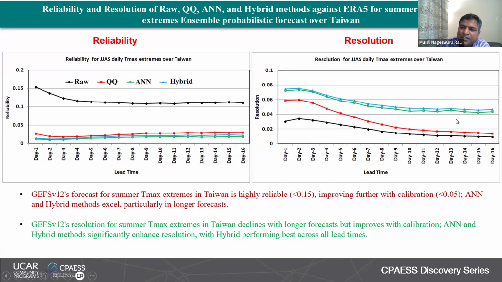But when we look at the ANN, deep learning and hybrid methods, consistent skill is there when compared with the Quantile-Mapping method. Particularly, the hybrid method is slightly better than the ANN for all forecast lead times.